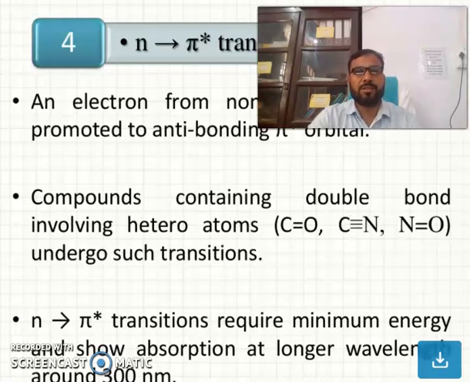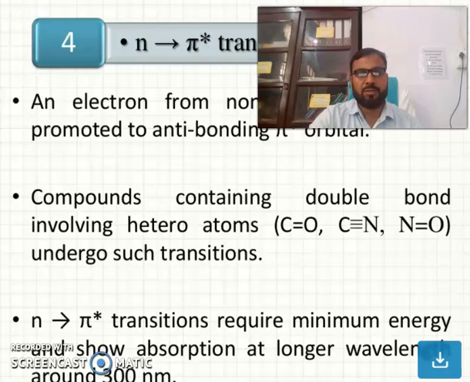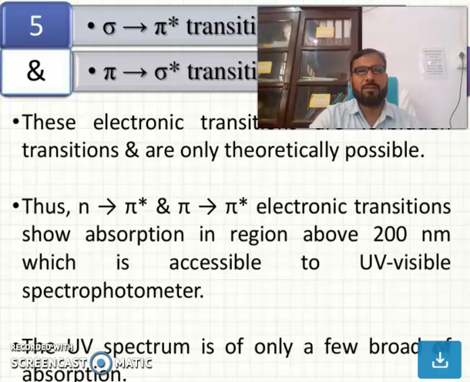N to pi star transition: an electron from a non-bonding orbital is promoted to an antibonding pi star orbital. My friend, you know compounds containing double bonds involving heteroatoms like C=O, carbon triple bond nitrogen, nitrogen double bond oxygen undergo such transition. N to pi star transition requires minimum energy and shows absorption at longer wavelength, around 300 nanometer. Now sigma to pi star transition or pi to sigma star transition, these electronic transitions are forbidden transitions and are only theoretically possible.